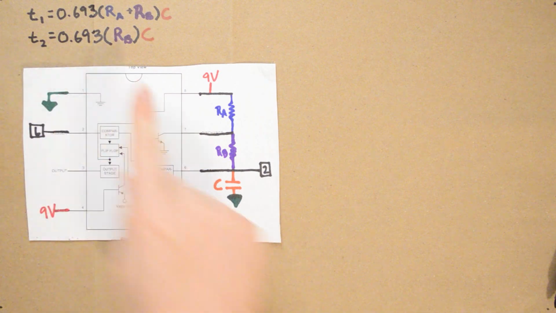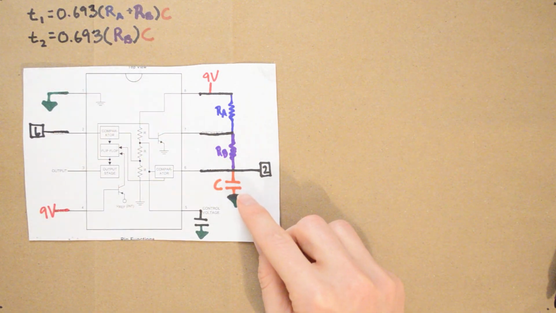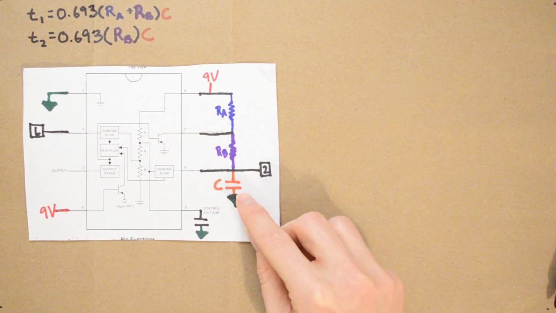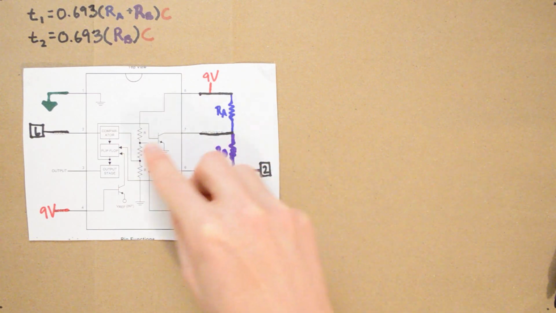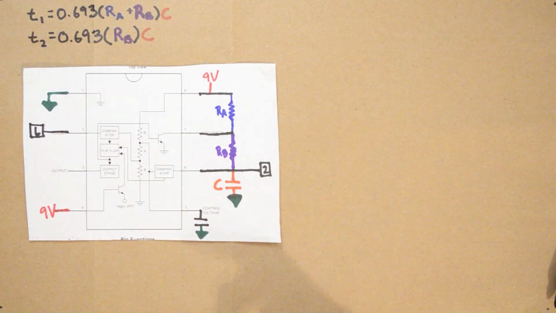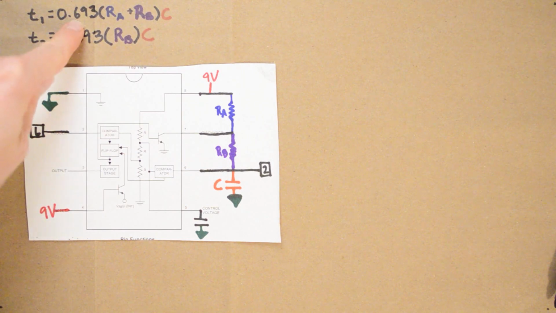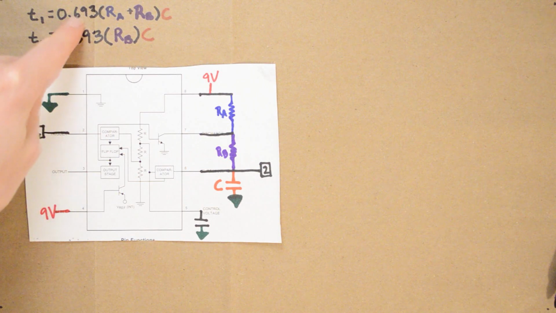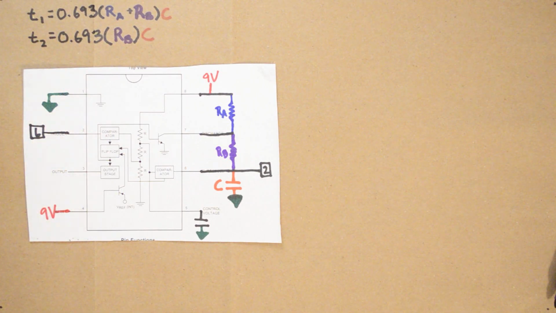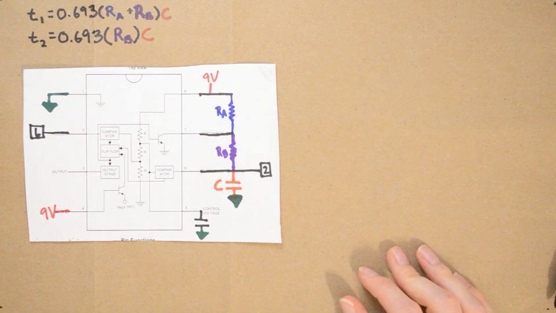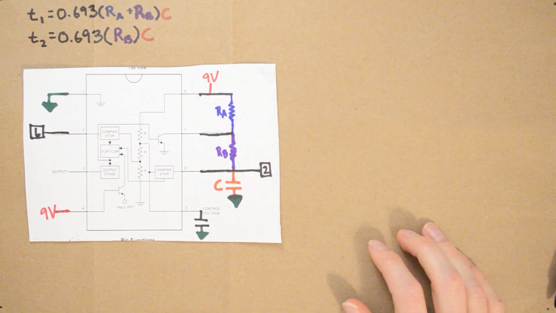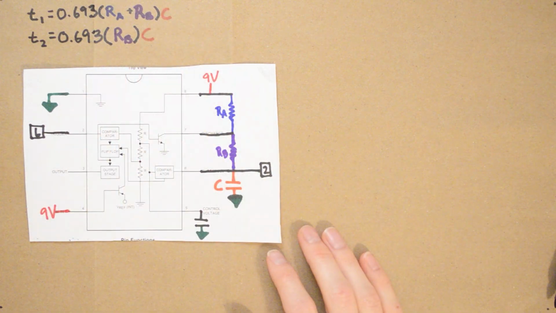And for T2, the only thing involved in discharging this capacitor is this transistor going to ground, so the capacitor discharges only through RB. So you can go, okay, that formula kind of makes sense. But the question is, where do these values come from? This 0.693, is that just arbitrary? Why are we using 0.693? Is it some percentage value, or some sort of fractional value of this charge? So let's take a look at why these formulas make sense.